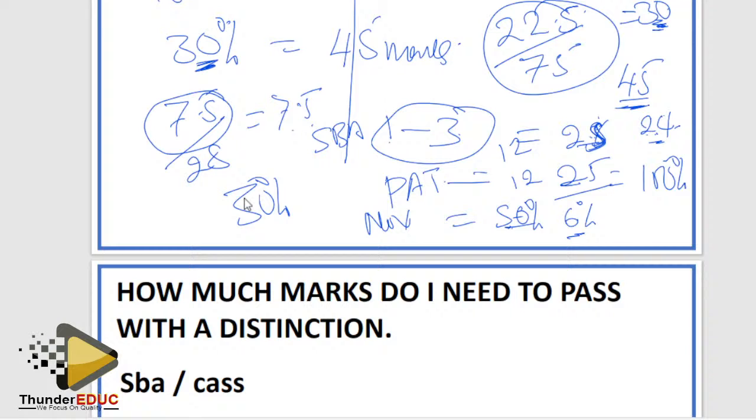But if you want a distinction, then now it's a different story. So you have to make sure that you pass this high, and then you pass this, and you pass this. You understand? So maybe here you get 20 out of 25, and maybe 18 out of 25, so 20 plus 18 is 38. Then how much do I need to get a distinction? 80 minus 38 gives me 42.